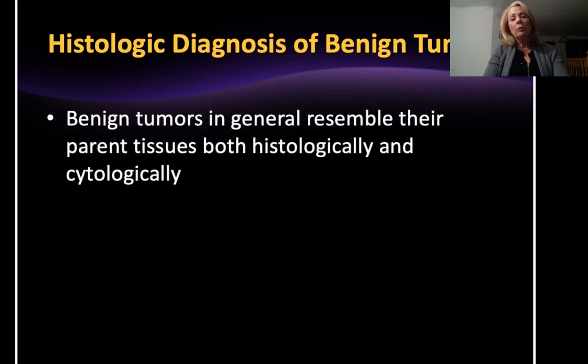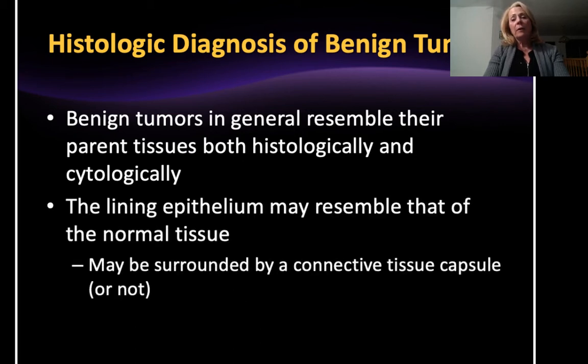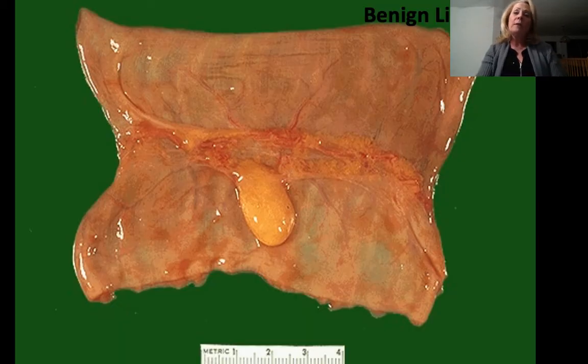Benign tumors in general resemble their parent tissue. The lining epithelium may resemble that of normal tissue, and so again, the thing about benign tumors is they're surrounded by a connective tissue capsule which doesn't allow them to metastasize. So this is a benign lipoma, and basically this is a fatty tumor. And one of the things you can do with this tumor is it has like a little stem. So to know that it's a lipoma, you can get your fingers all the way around this.